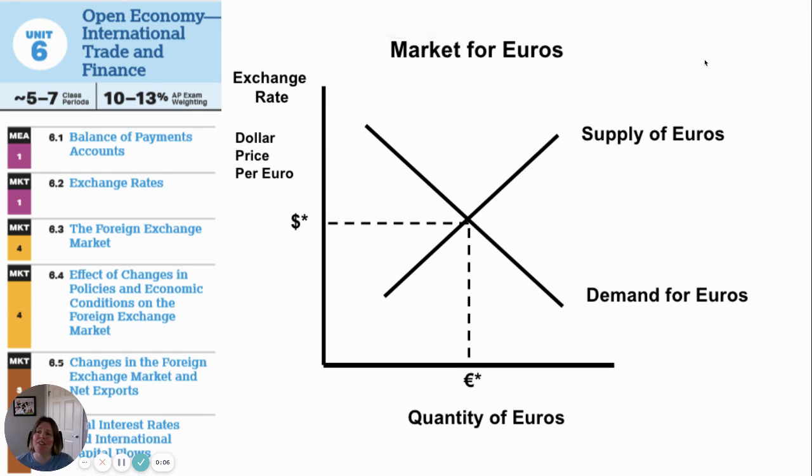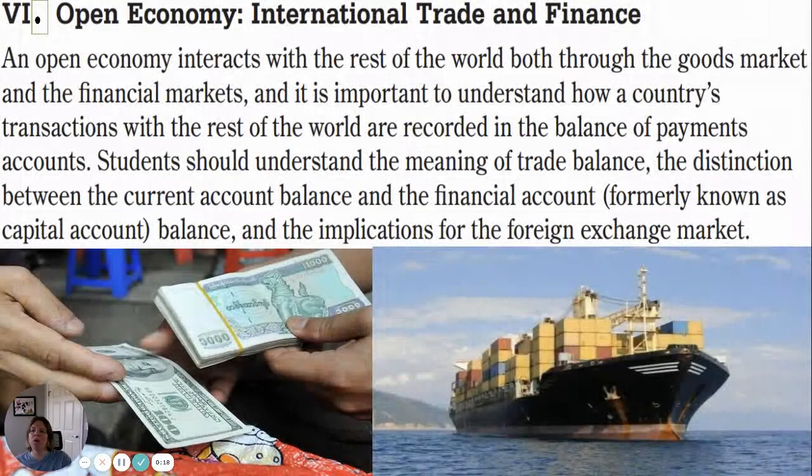We're almost done with macroeconomics. We've got one unit left to go. We're on unit 6, the open economy. Basically, it talks about international trade and finance. We'll look at the balance of payments accounts, and then we'll look at exchange rates and the foreign exchange market. This is actually from the old curriculum, but most of the stuff really does still hold true.